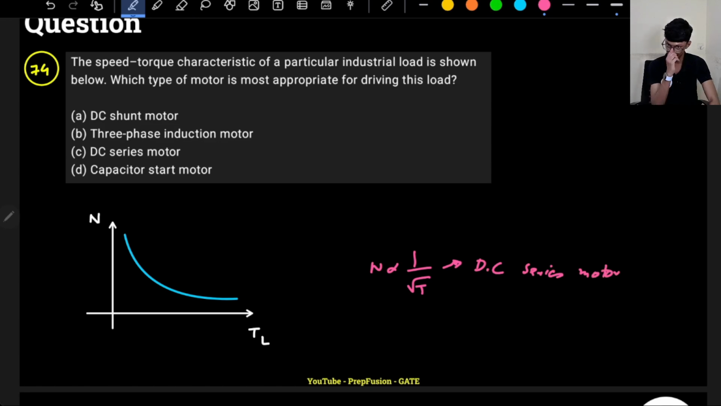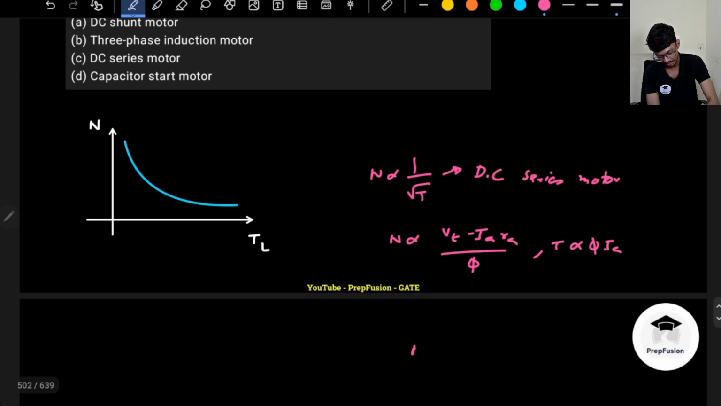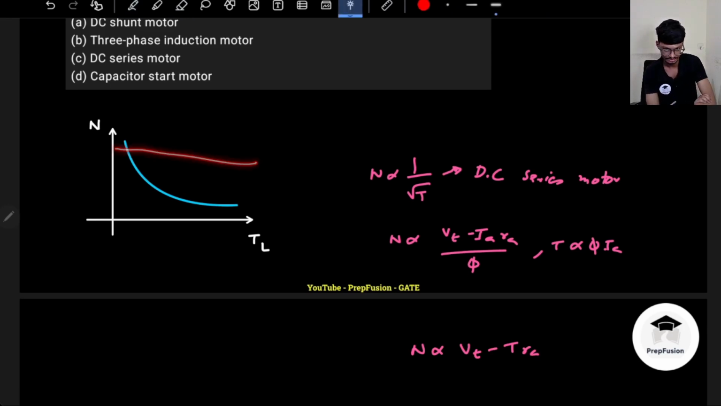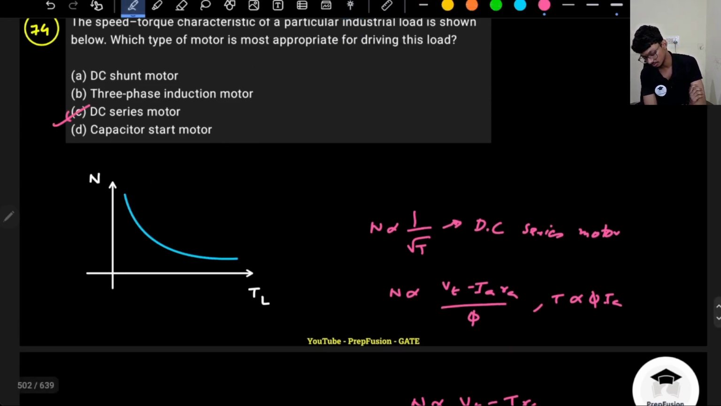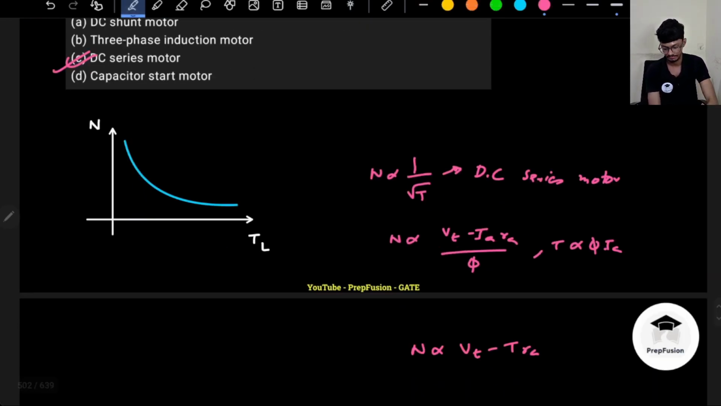For a shunt motor, what was the case? For a shunt motor, if I remember, the flux was constant, right? So basically speed is proportional to Vt minus IaRa divided by flux, and torque is proportional to flux Ia. So basically I can write speed is proportional to Vt minus T into Ra, right? Flux is constant, so it will linearly decrease. That is not suitable here. It is hyperbolic, so that is suitable for DC series motor. That's why option C will be the correct answer in this case.